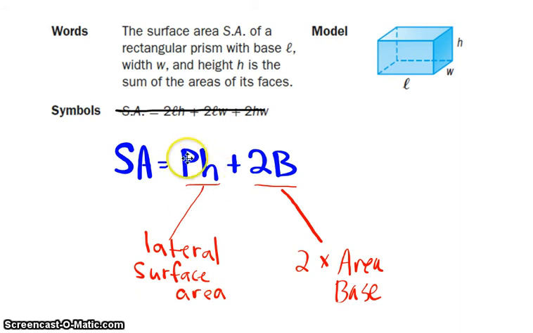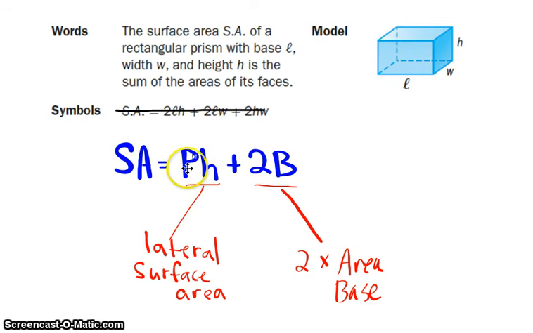Right here, perimeter times height gives us the lateral surface area. Then we have 2 bases, and they happen to be the same in prisms, so we can go 2 times the area of the base. That covers all sides. Okay?